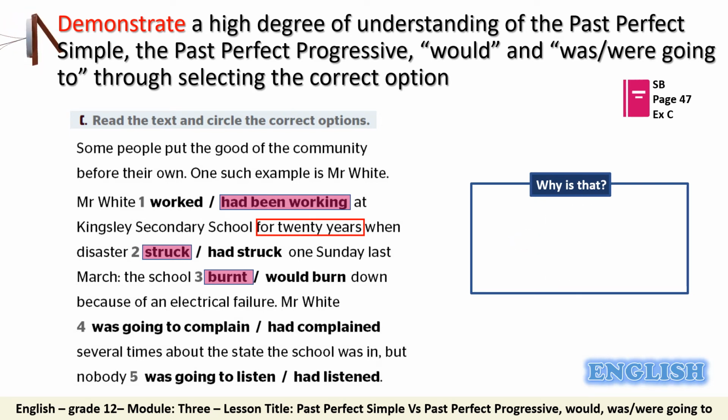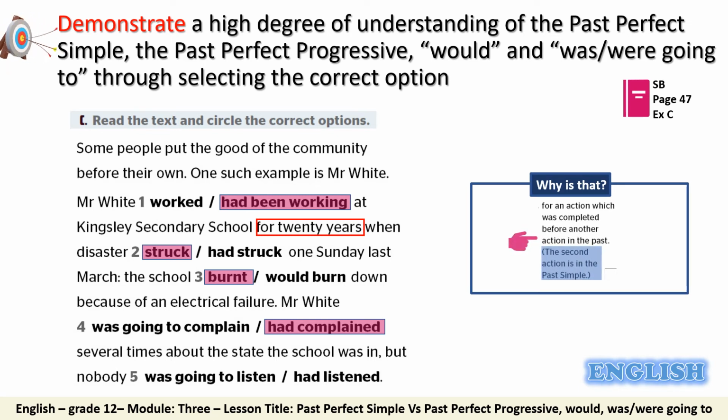Then, number 4, what have you decided? Excellent. The past perfect simple, had complained. Can you say why? Excellent. The selected action was completed before a second action in the past. Great. Then, for number 5, we should choose the past perfect simple again. So the answer, had listened. And this is because the action also was completed before the underlined second action.